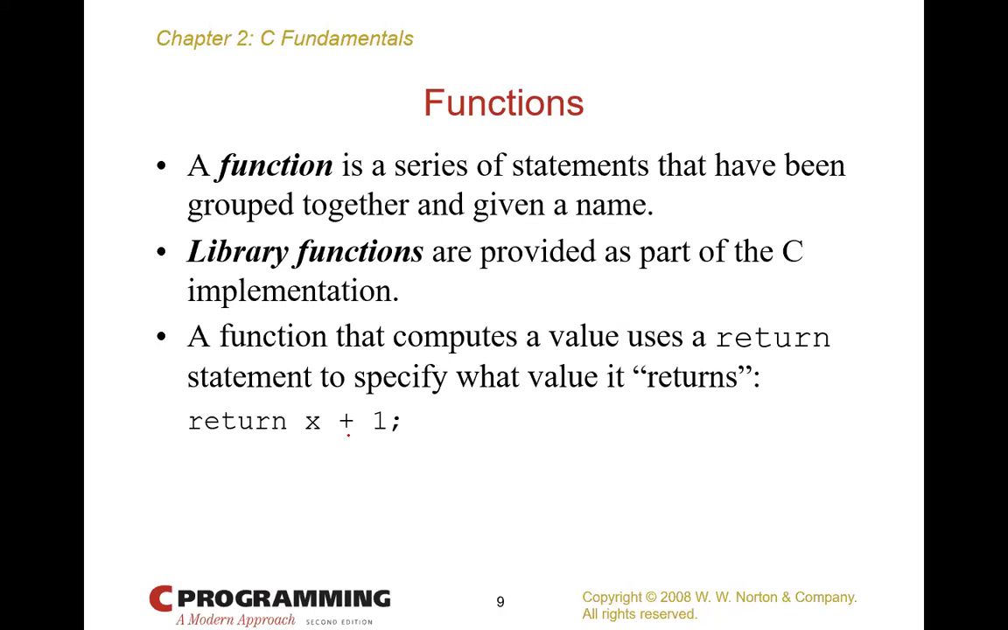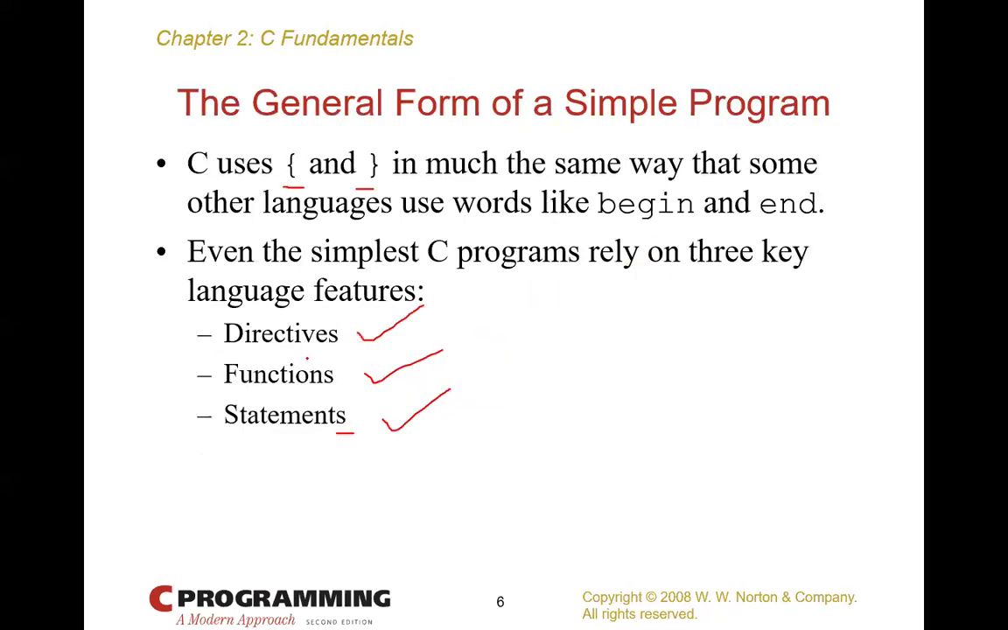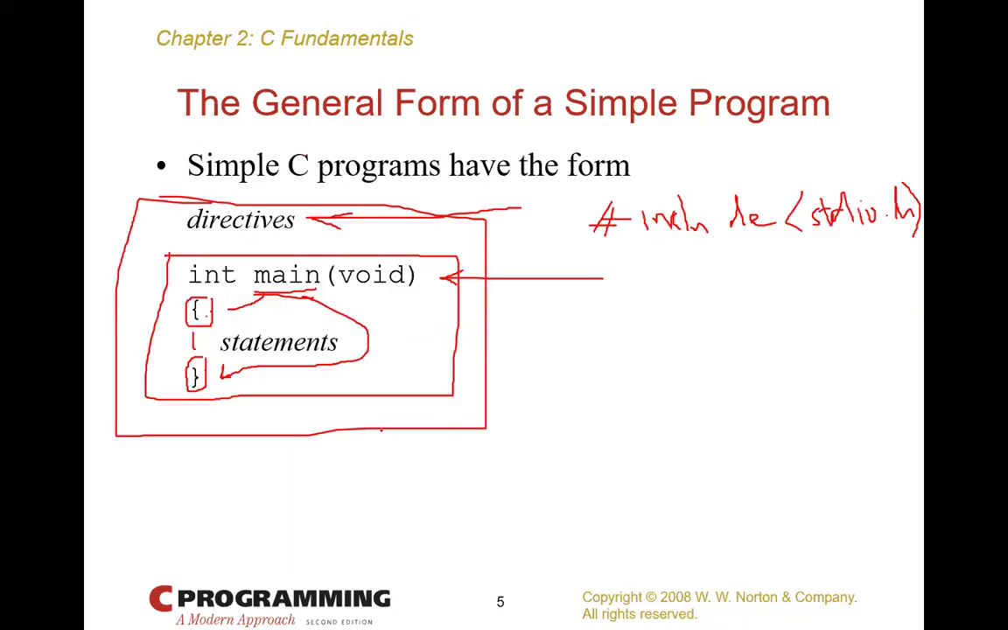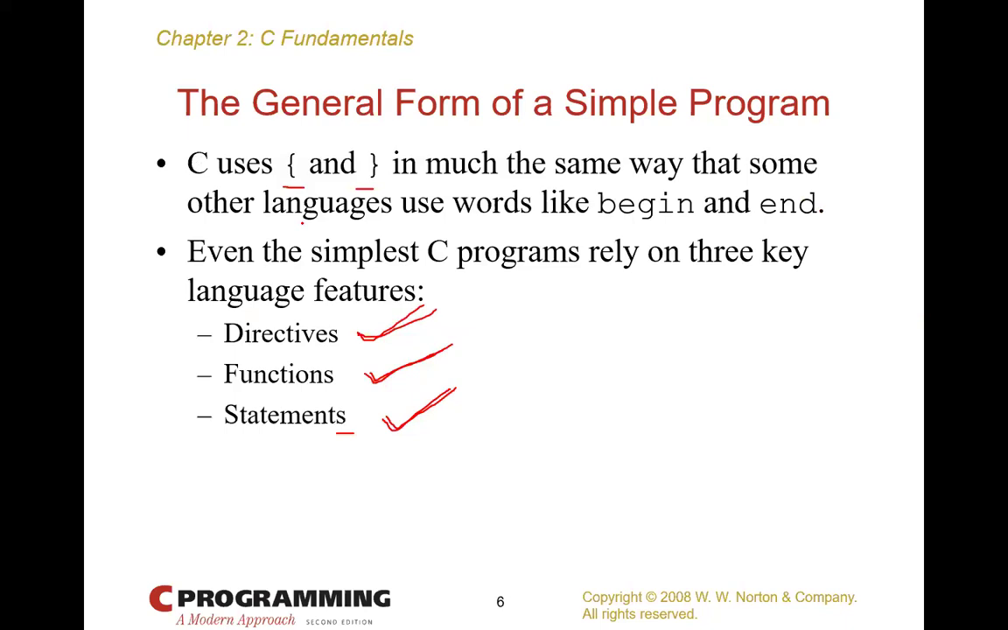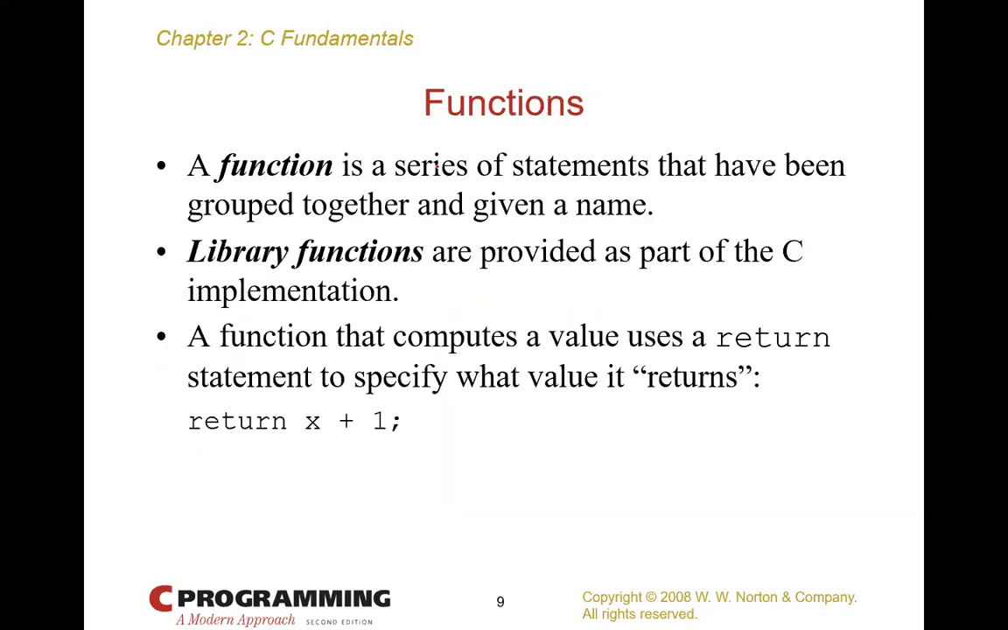Then we have functions. Remember, we said that we have at least three parts in any code. We have directives, we have functions, and then we have statements. If we go back again, we see them. We have directives, we have functions, and then we have the statement in the function. So these are the things we're explaining now. We just explained the directive. And then here is function.